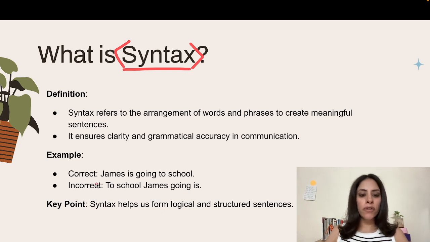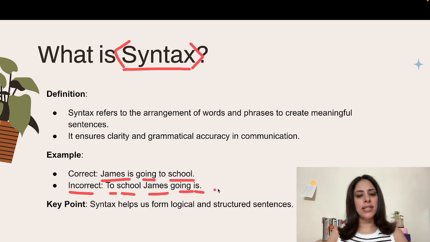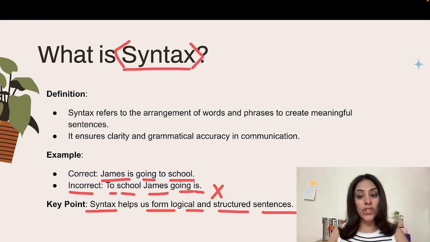So the correct form is James is going to school, but the incorrect version would be to school James going is. So this is exactly what syntax means: you should understand how you have to arrange the words in order to create a complete sentence. Syntax helps us to form logical and structured sentences, which results in clear communication.